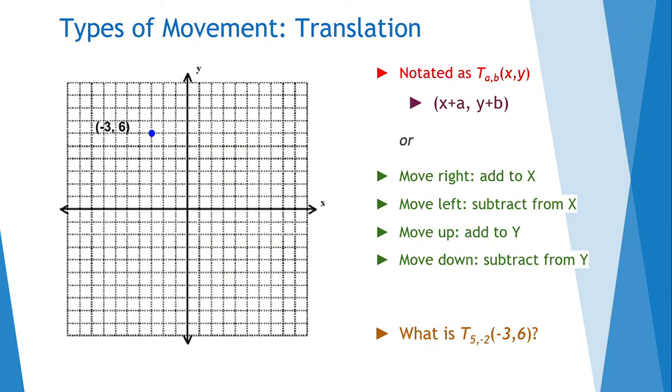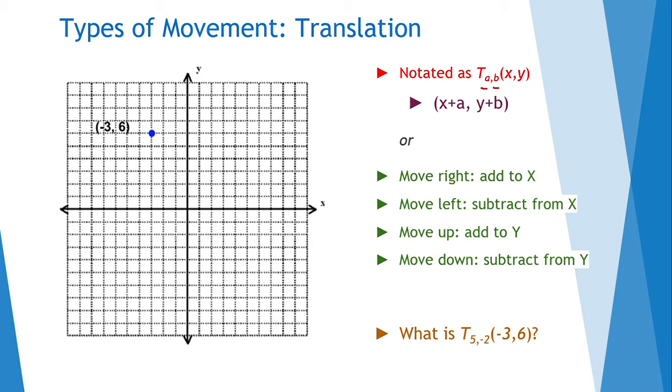It's now time to move on to movements. The first type of movement is a translation. It's notated with a T, a subscript of the amount x has to change, which is A, and a subscript of the amount y has to change, which is B, and the original point. The formula is simply adding A to x and B to y, and then you get your final answer.